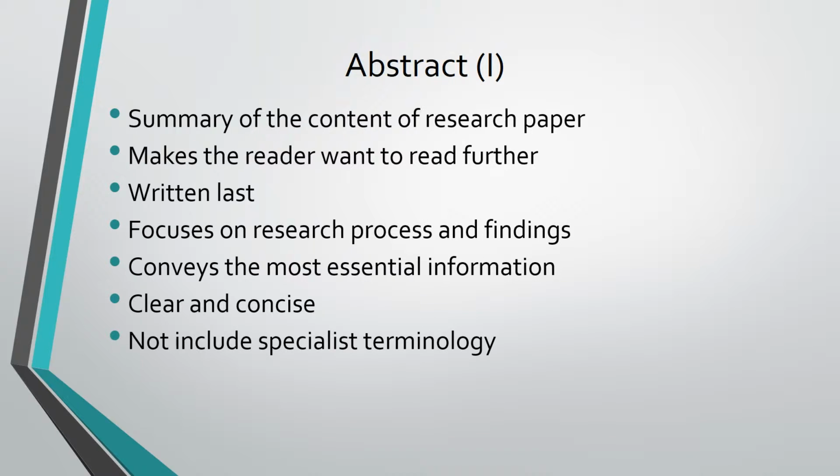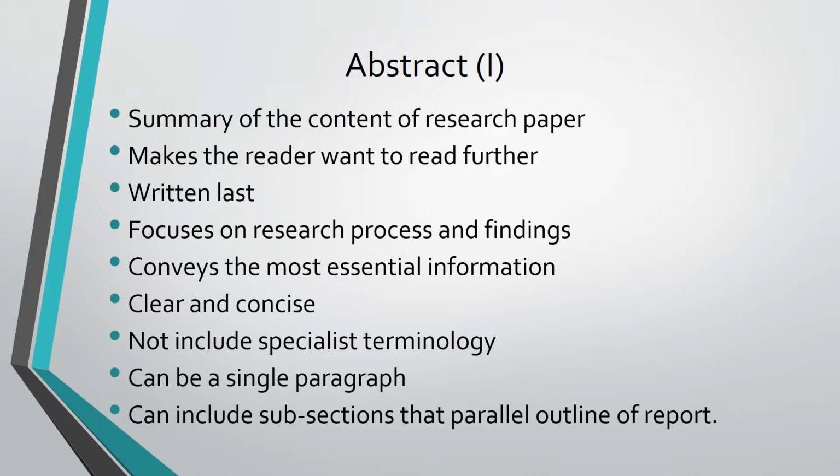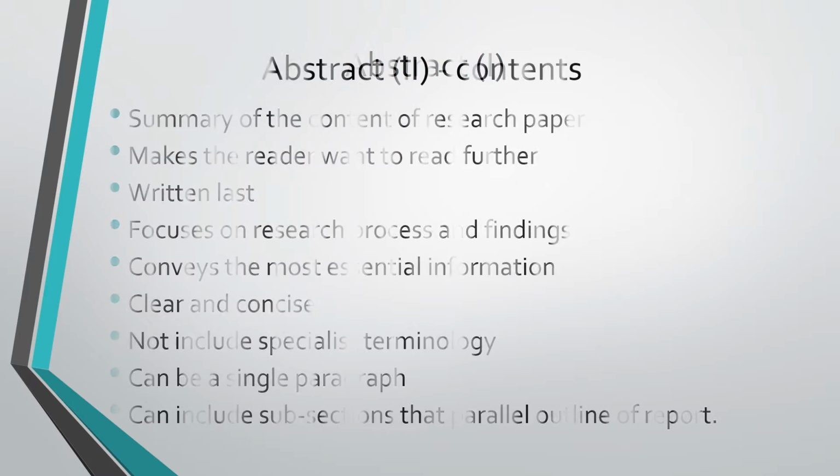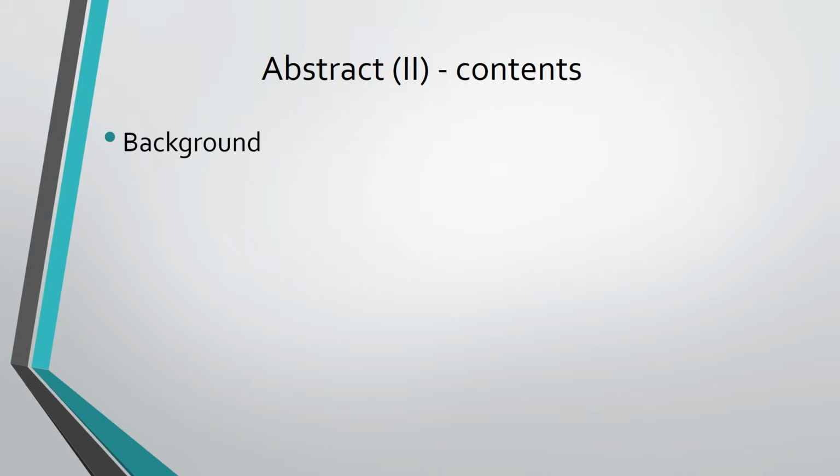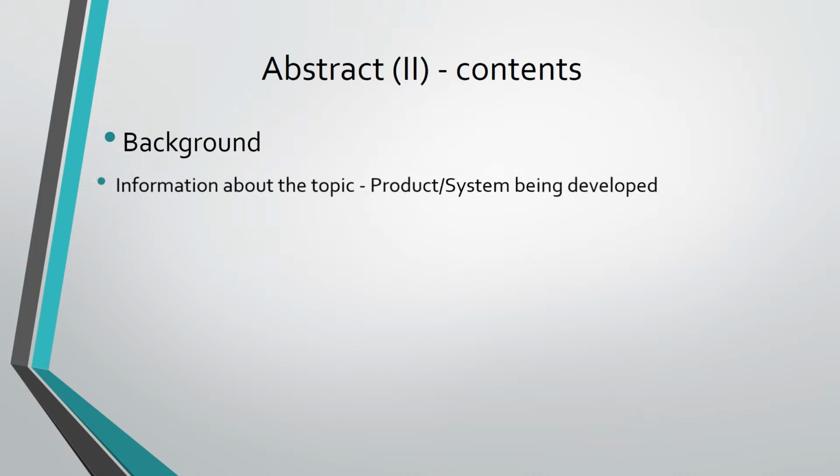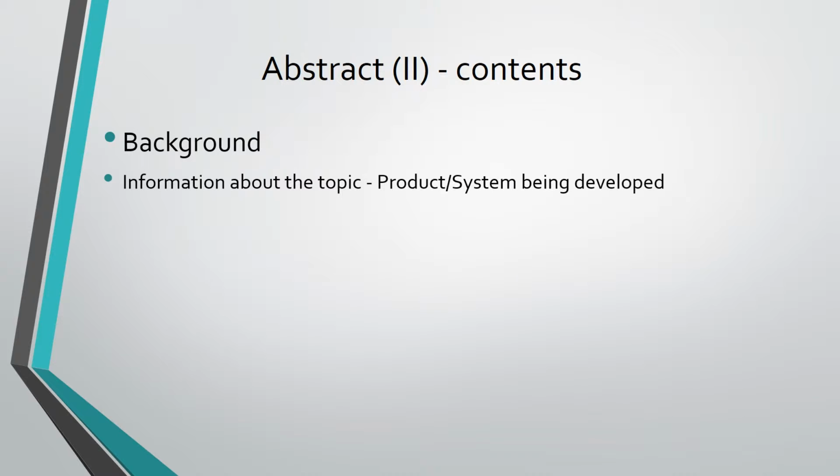Abstracts can be a single paragraph, or include subsections that parallel the outline of the report. You should check with your tutor to see which format you are required to follow. Typical sections are 1. Background, including information about the product or system being developed and objective of the research. This should only be about 1 to 2 sentences.